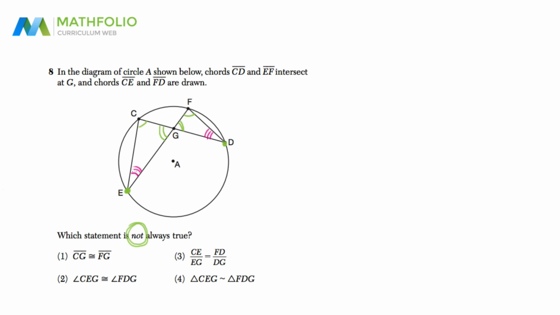So because all 3 angles are the same, we know that these two triangles are in fact similar. So we can say that this triangle here, which we can call C to E to G, is similar to the other one, which is over here, which is F to D to G. So we know that to be true. So let's take a look at some of these.